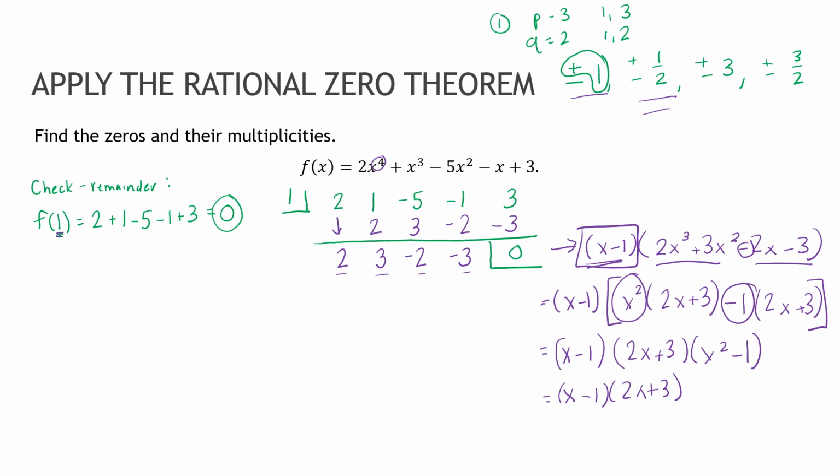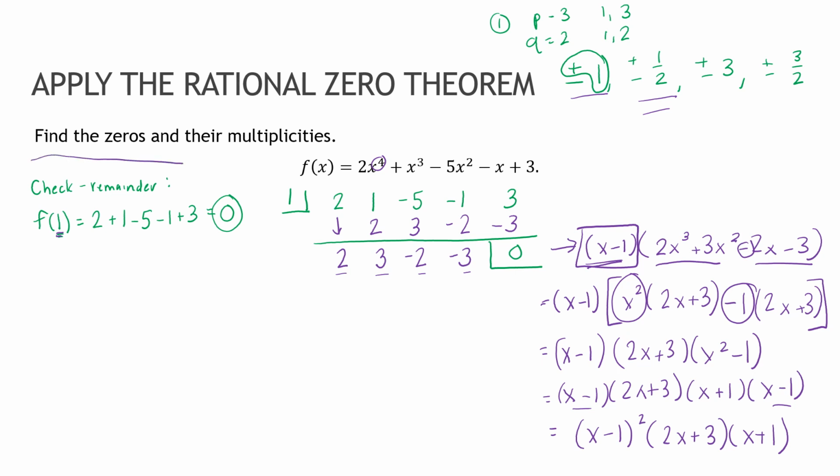X squared minus 1 factors, because it's a difference of squares pattern, into x plus 1, x minus 1. So what's my final answer? Well, it looks like I got two of these guys, so it's x minus 1 squared, 2x plus 3, and x plus 1. Now, keep in mind, the question didn't say factor this.